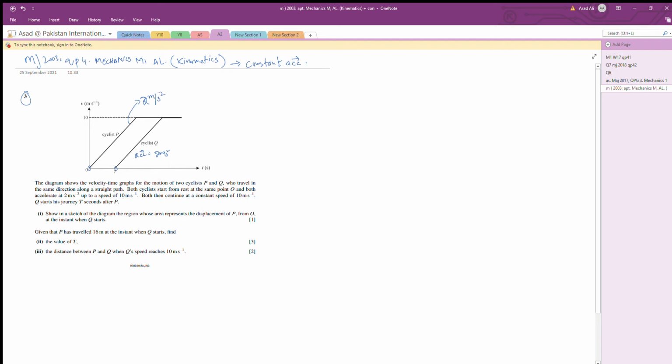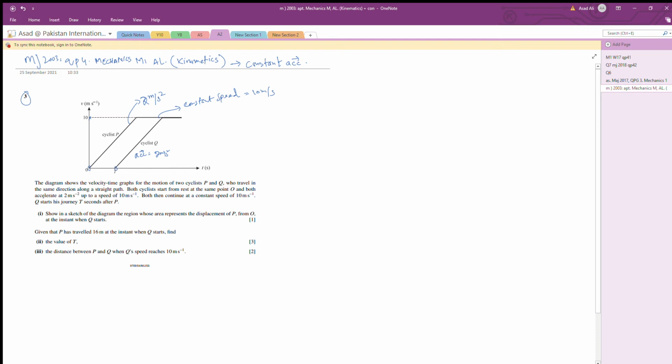They accelerate at 2 meters per second square up to a speed of 10 meters per second. Both then continue at a constant speed, here is the constant speed, and it's 10 meters per second. I have told you that constant speed is parallel. It will be shown on the graph parallel to the x-axis.